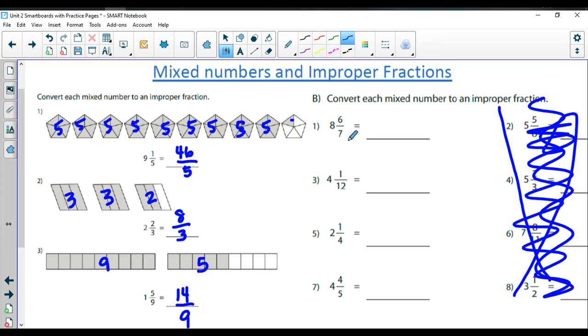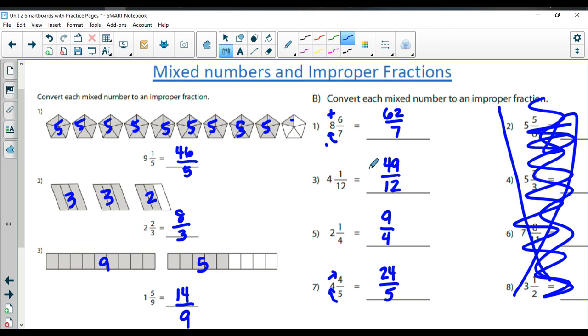Over here in part B, I am asking you without a picture, so I'm asking you to multiply and then add. 7 times 8 is 56. 56 plus 2 is 62 sevenths. 12 times 4 is 48, plus 1 is 49 twelfths. 4 times 2 is 8, plus 1 is 9 fourths. 5 times 4 is 20, plus 4 is 24 fifths.